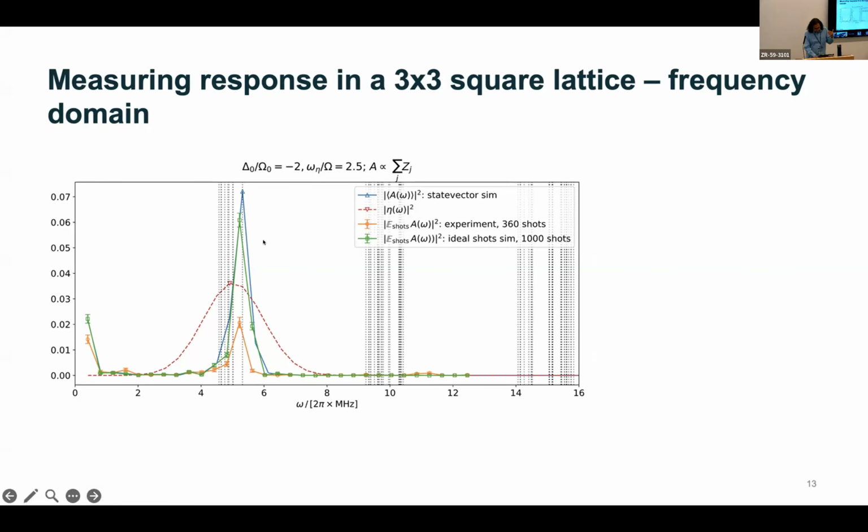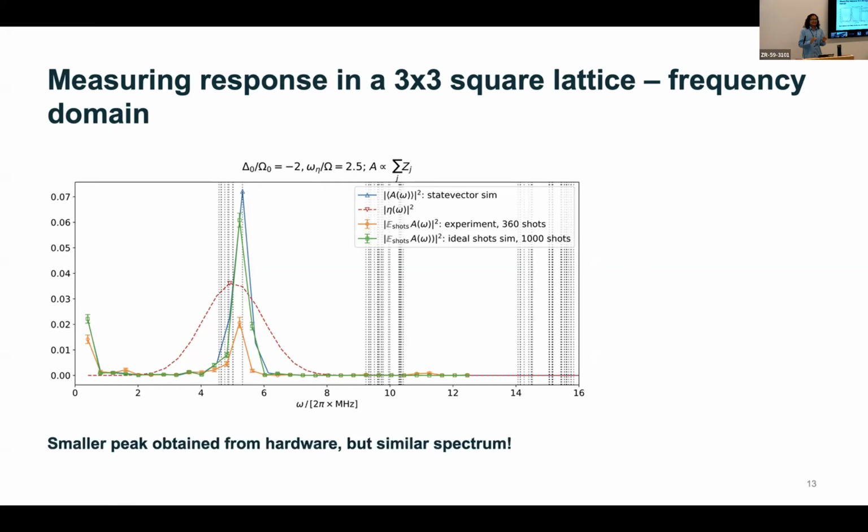And these, the blue line, the solid line with the diamond, is the state vector simulation, which shows me that I expect a peak somewhere. The ideal simulation also matches that, which is great. But in the experiment, we see a similar spectrum, although the peak is diminished, which is showing that my oscillations are reduced. So the key part is that we do get a similar spectrum from the hardware, which is why we believe that this is working really well.